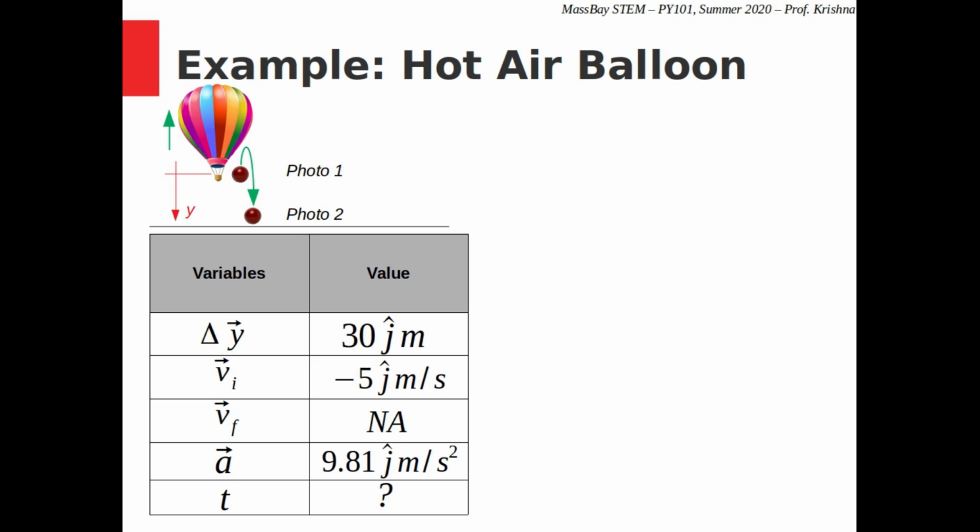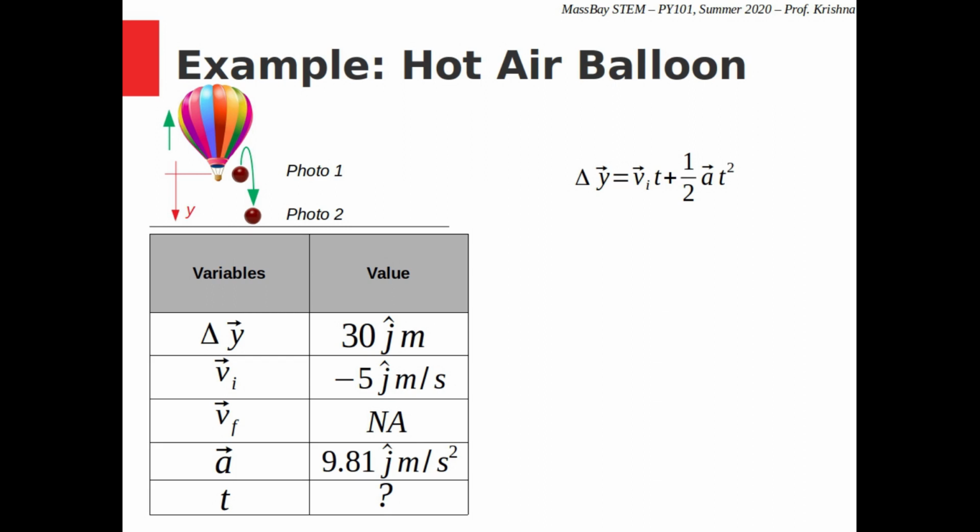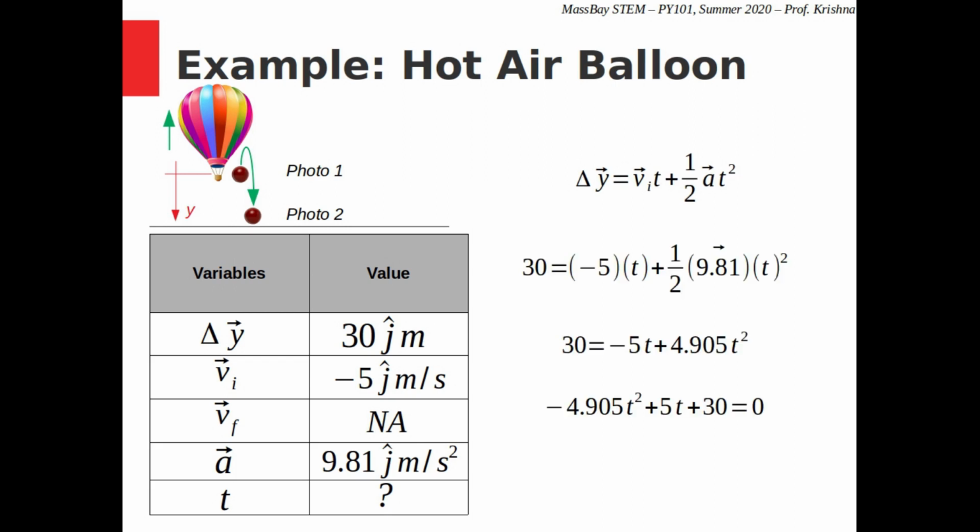Overall, the ball will land 30 meters below its starting point, so its displacement is positive 30 j hat meters, and it is in free fall the whole time, so its acceleration is positive 9.81 meters per second squared. The only equation to weave together time, displacement, and initial velocity and acceleration is number 2. So we use it, and we get a quadratic equation.